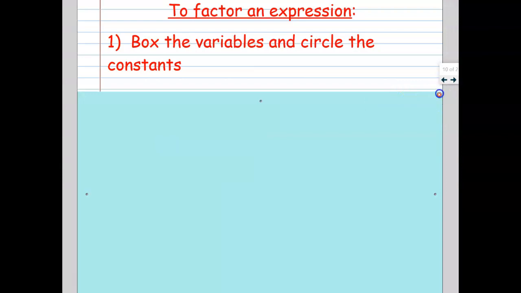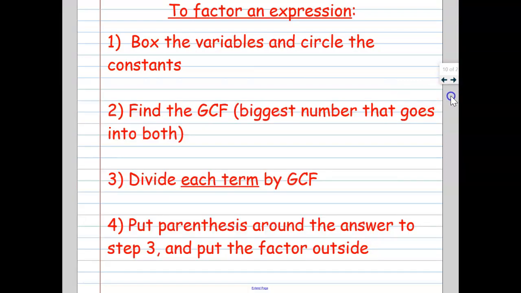All right, so go ahead and pause, copy these steps down. Just like in the previous examples, we're going to box the variables, circle the constants. We're going to find that GCF, the biggest number that goes into both terms. We're going to divide each term by the GCF, and then the last part we're going to put parentheses around whatever we got here, and we're going to put that factor, or GCF, on the outside.